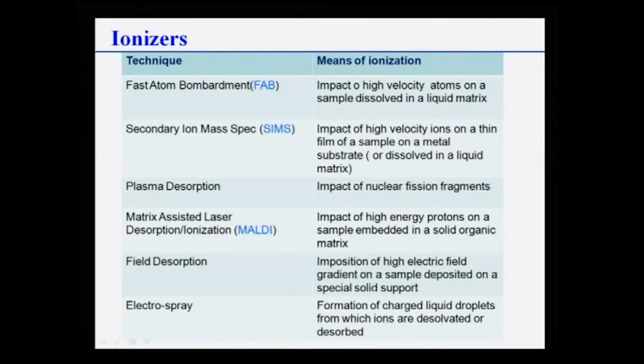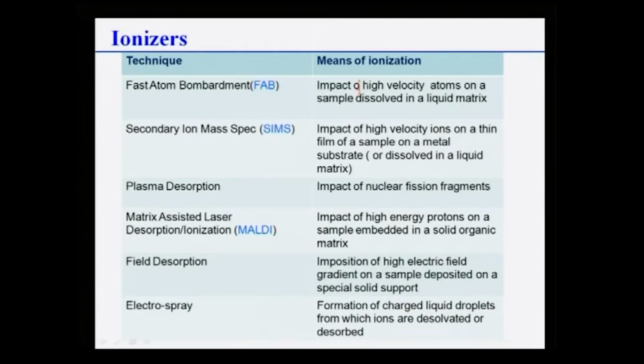There are different ways of ionizing. First one is known as fast atom bombardment, or FAB. This is nothing but impact of high velocity atoms on a sample dissolved in a liquid matrix. If you have high velocity atoms like argon or oxygen or cesium, and these atoms are allowed to fall on a sample which is kept inside a liquid matrix, it can create ions of the atoms in the sample.